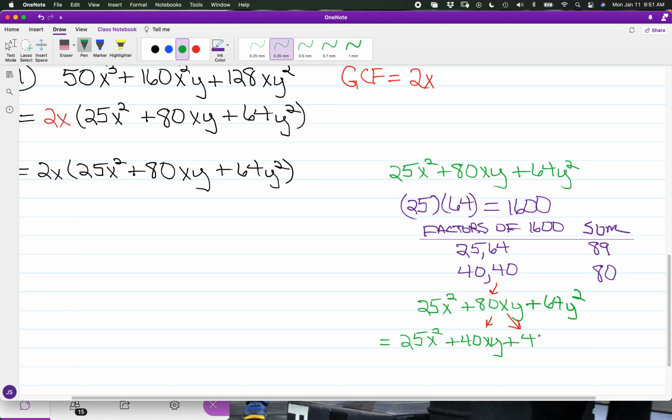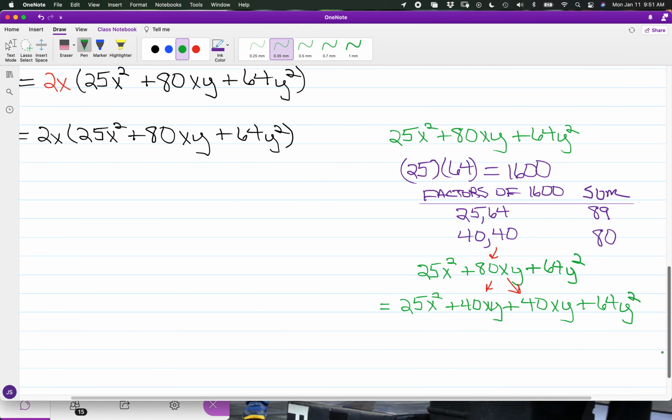Okay, so you're going to have the middle operation as addition. All the terms are positive throughout. And so we have, upon looking at grouping, again, the first two terms, you have 25x squared plus 40xy. And you have plus the quantity 40xy plus 64y squared.